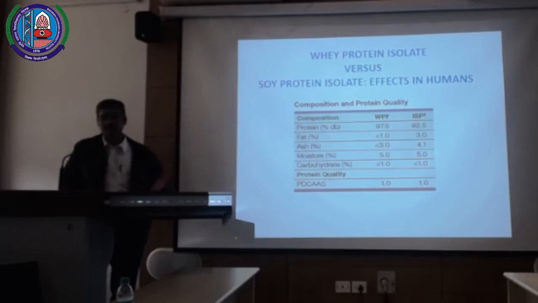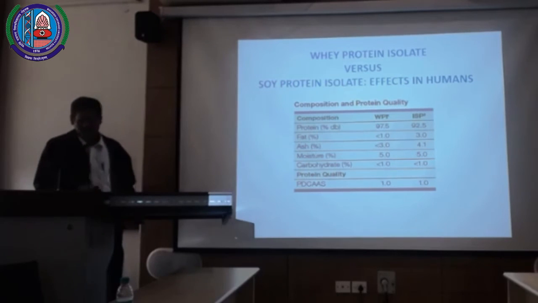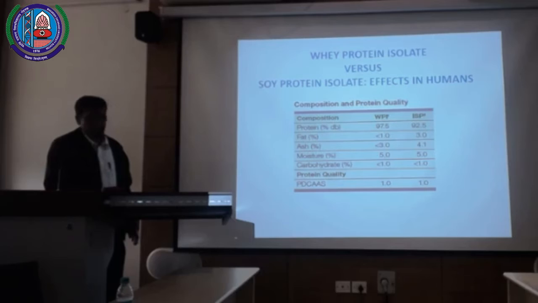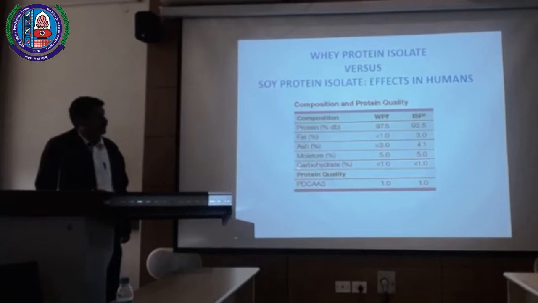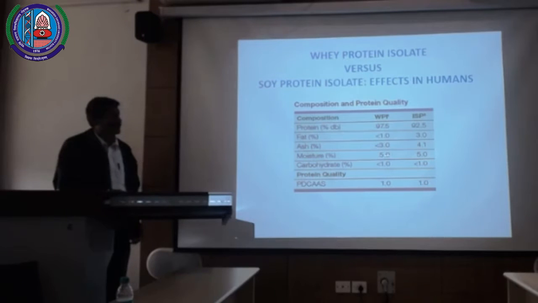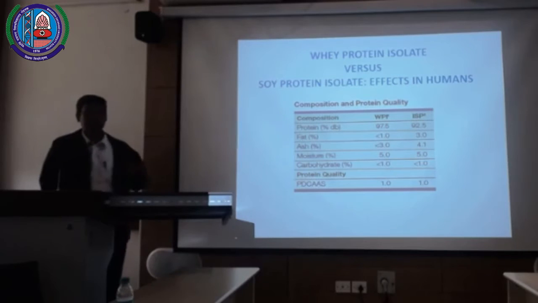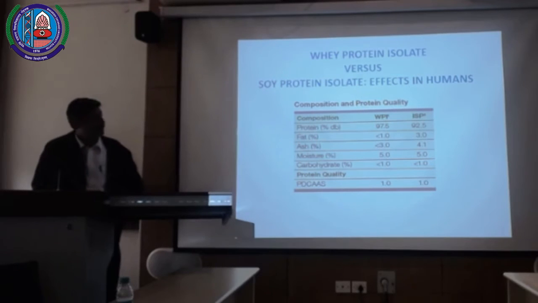Now let us move to whey protein isolate versus soy protein isolate, and the effects in human nutrition. If you look at the composition of protein, whey protein isolate and soy protein isolate are 97 to 92, more purified protein here. Look at the moisture, I was talking about moisture in the material property, almost the same here. Then the protein quality, the phytic acid equation.